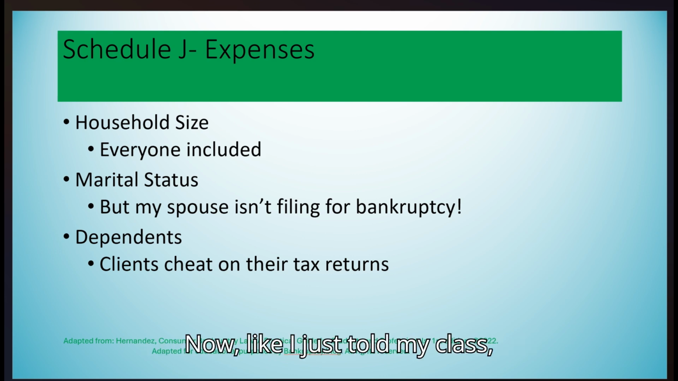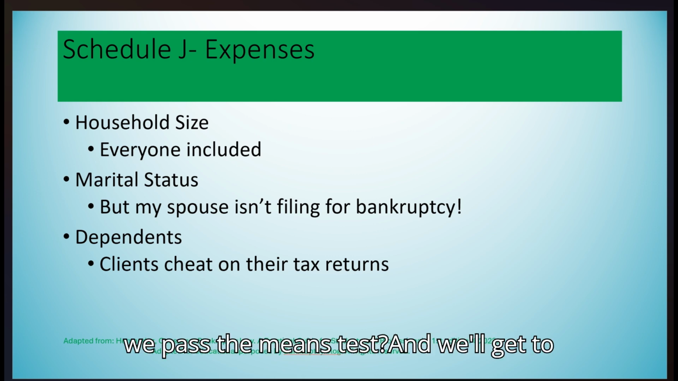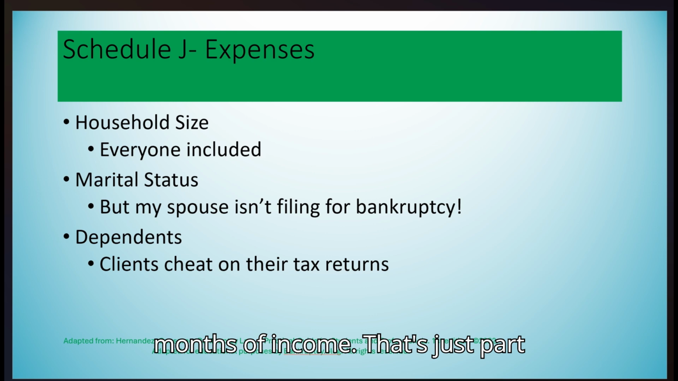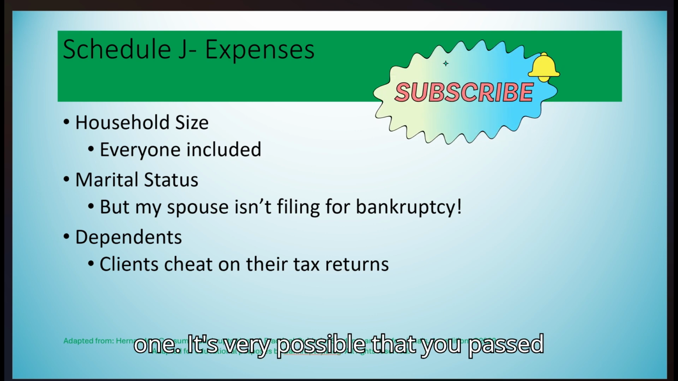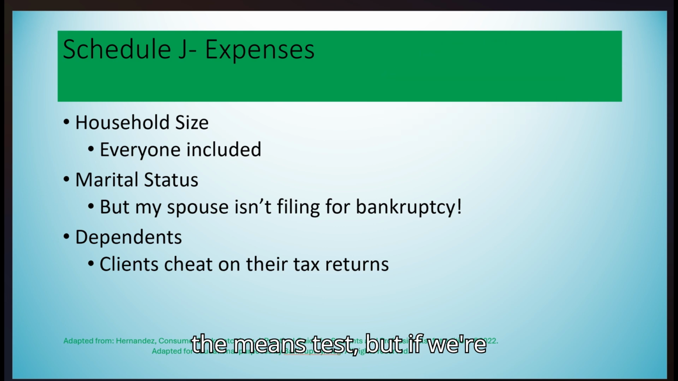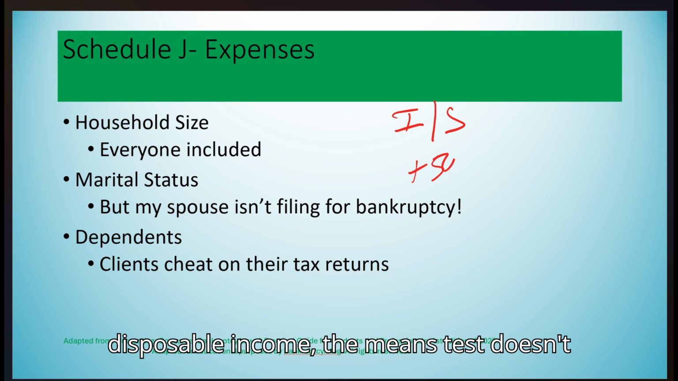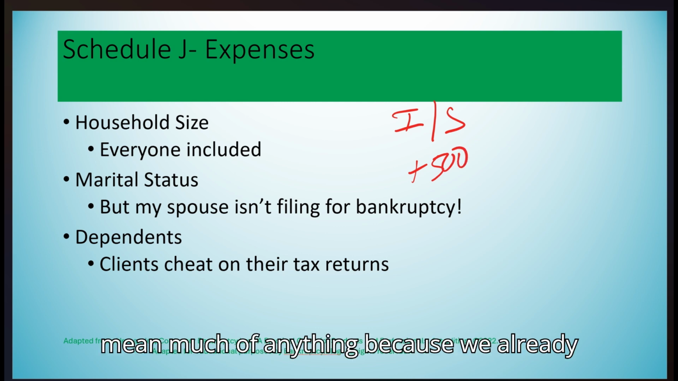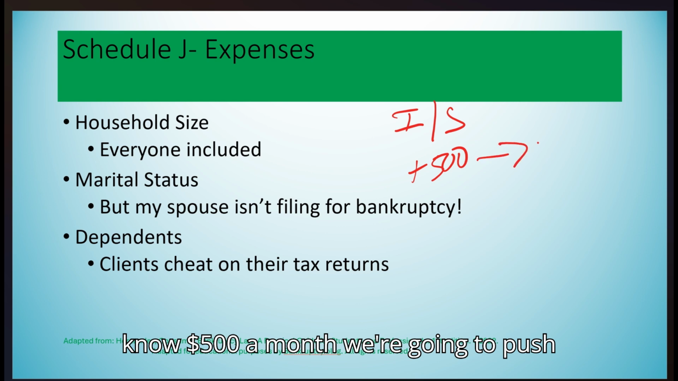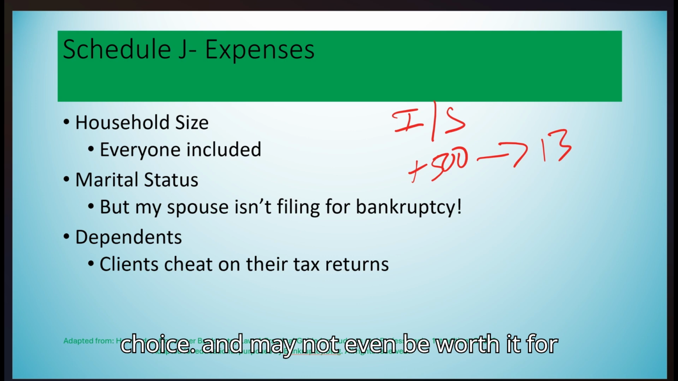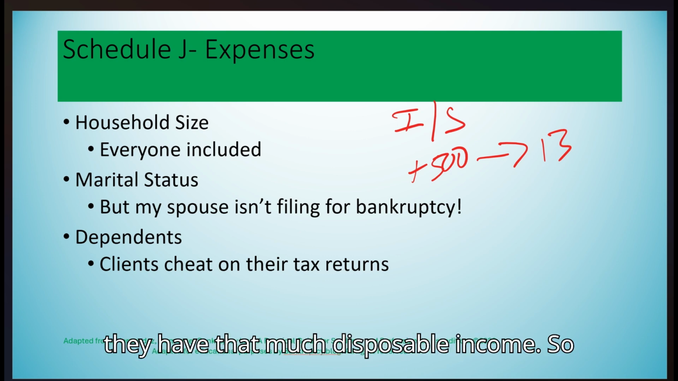Now, like I just told my class, bankruptcy is not just did we pass the means test, and we'll get to the means test. Be patient. Remember, the means test is looking at the last 6 months of income. That's just part one. It's very possible that you pass the means test, but if we're looking at Schedule I, it is easy because it's income versus Schedule J. If there's too much disposable income, the means test doesn't mean much of anything, because we already know $500 a month, we're going to push this case to a Chapter 13. There is no choice. And it may not even be worth it for the client to even file bankruptcy if they have that much disposable income.